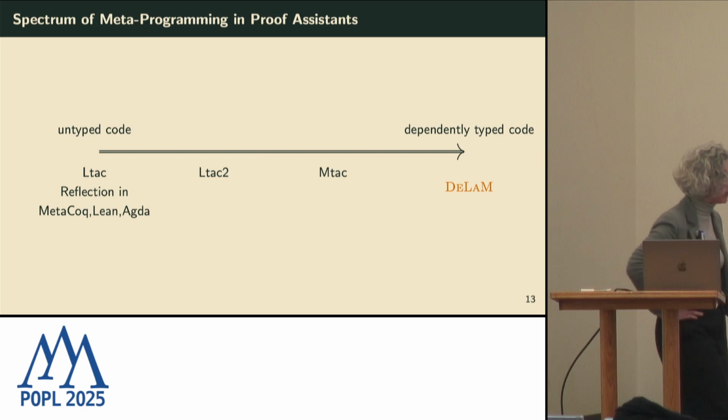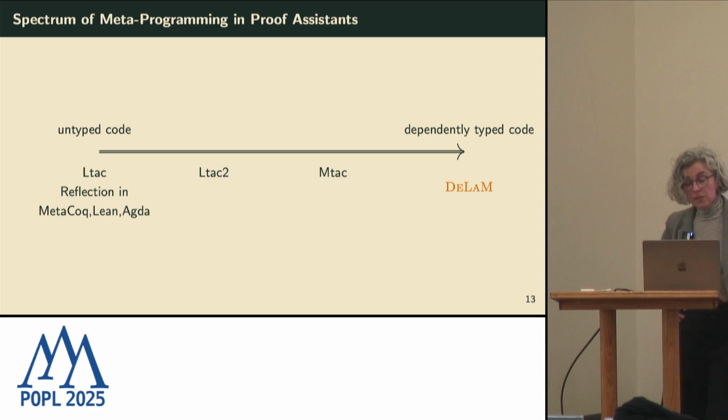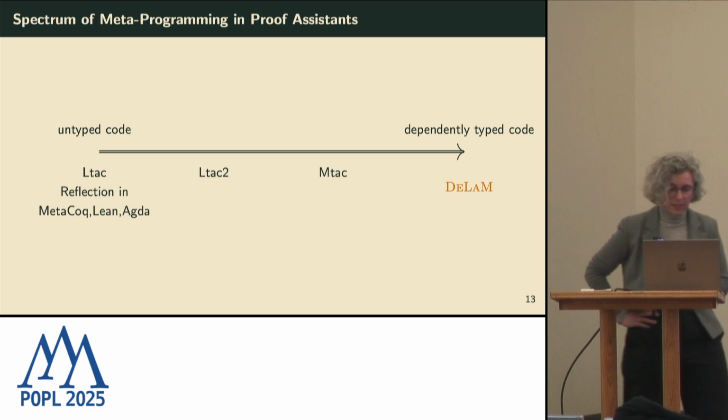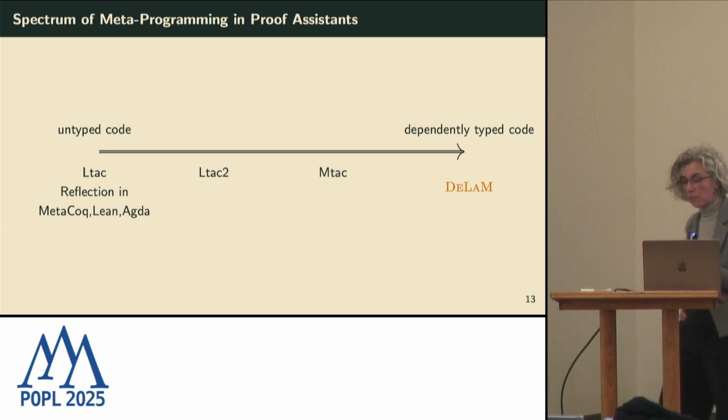If you think about the spectrum of metaprogramming in proof assistants, you have on one side this untyped representation of code. That's currently the state of affairs in MetaCoq or in Lean or in Agda, as well as in tactic languages like Ltac. And then certainly we were gradually moving to something that is giving more guarantees. So Ltac2 gives more guarantees, Mtac gives more guarantees. But what is this type theory that would give you really full guarantees about the code you're writing? That has been elusive. And that's what DeLaM tries to do.